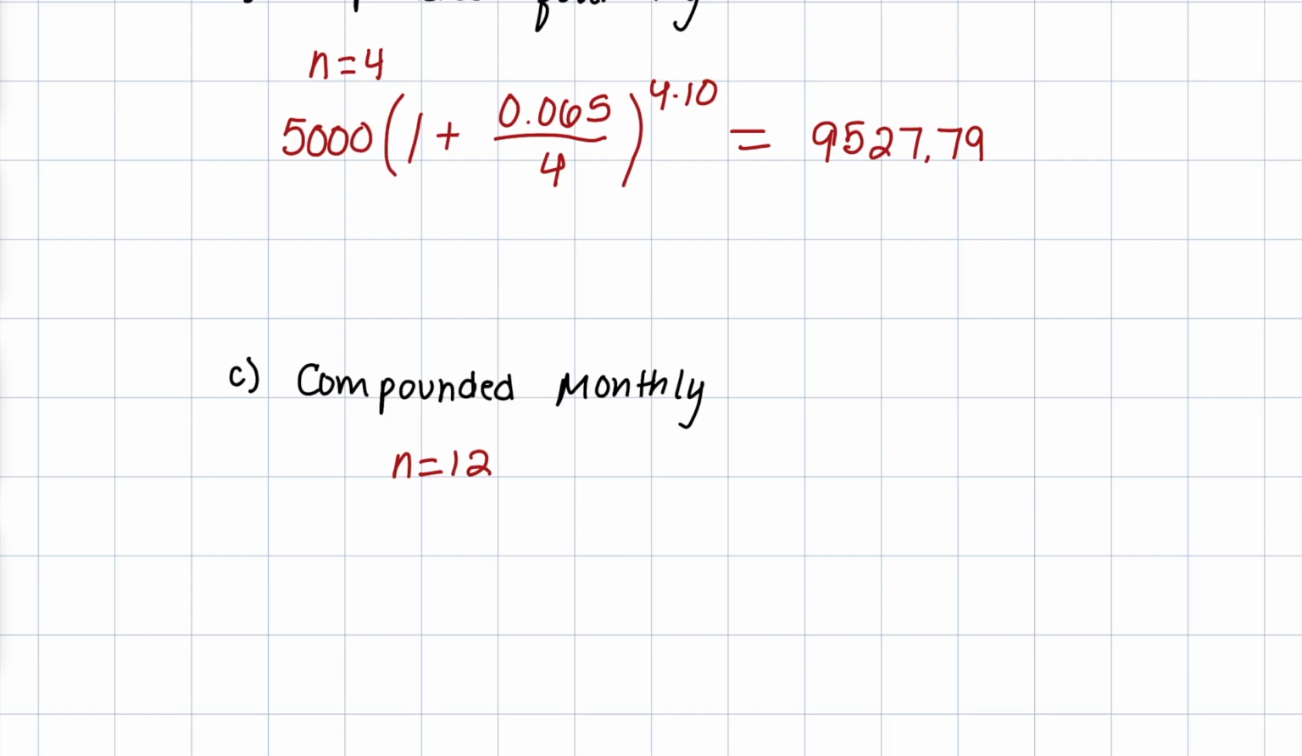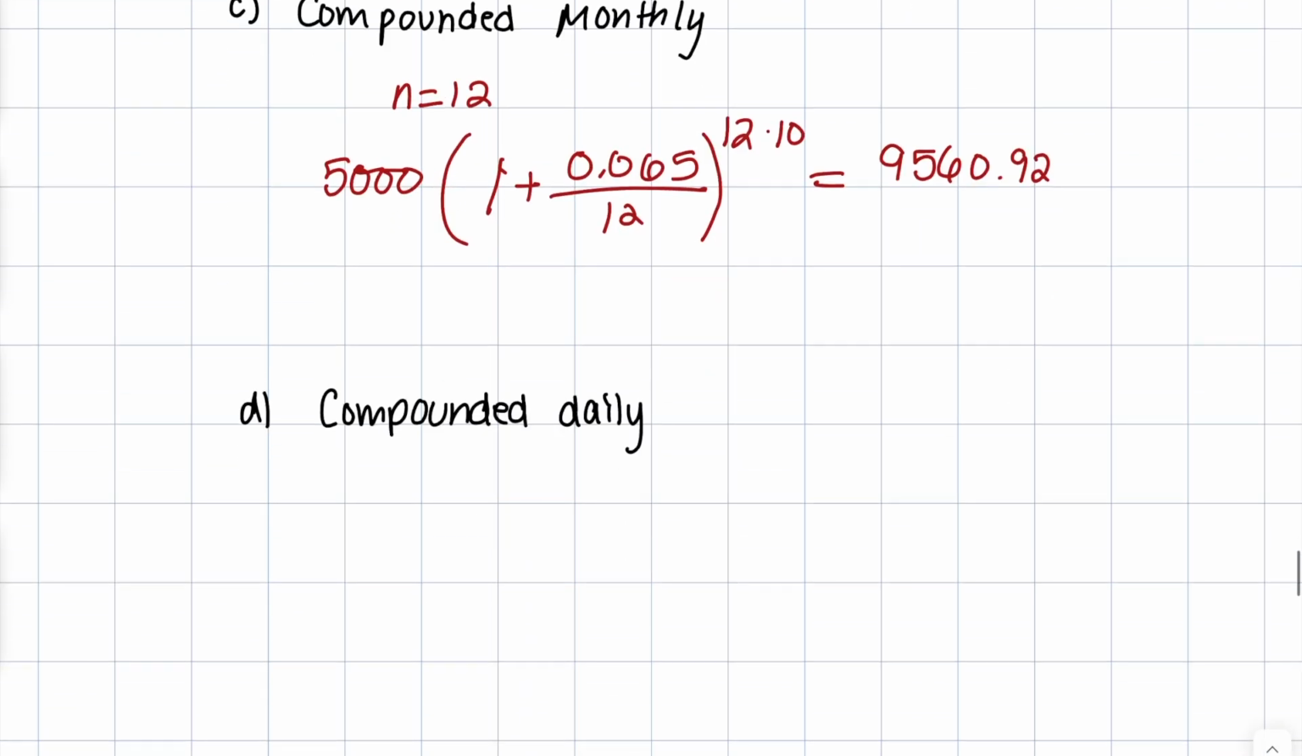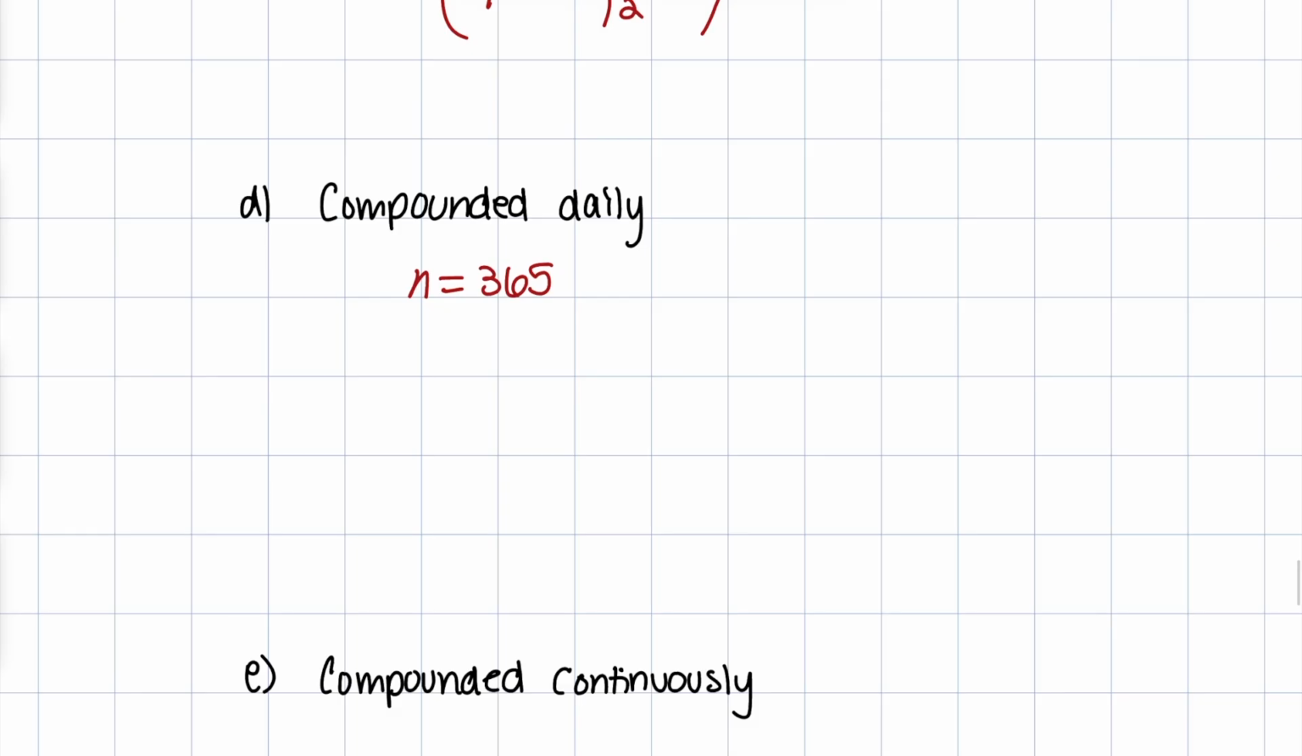And so now we have 5,000 times 1 plus 0.065 all over 12, to the 12 times 10. So we get 9,560.92. We have daily, that's N equals 365 in that interval, right? How many times is it doing it in that year for the 10 years? It's 365 times, right? Compounded daily.